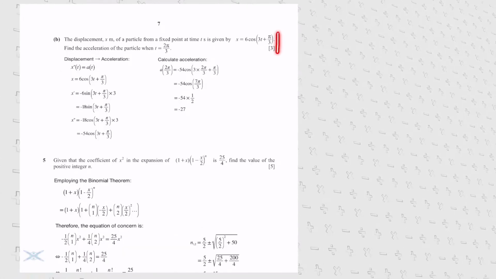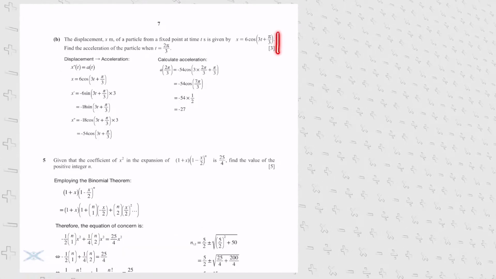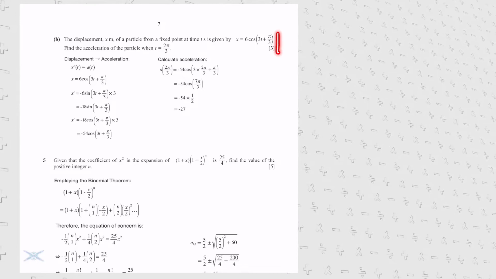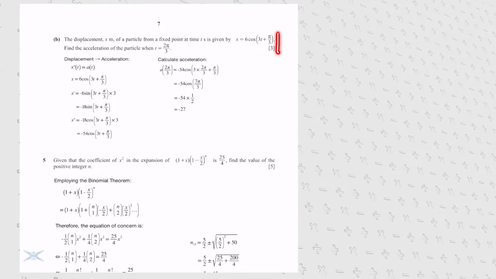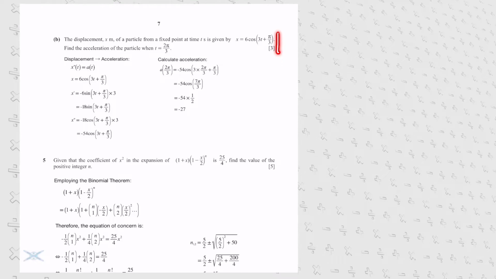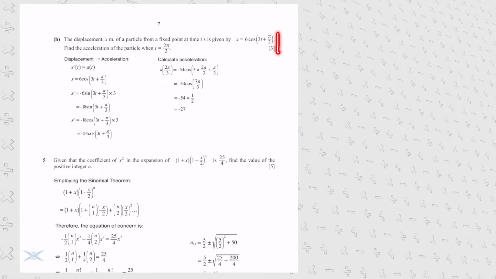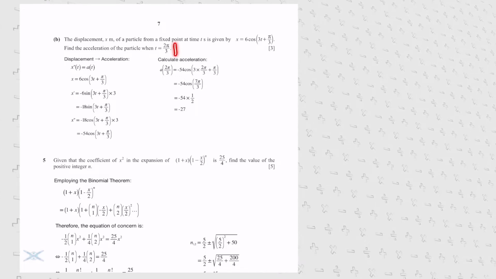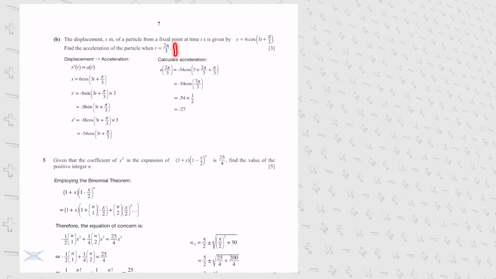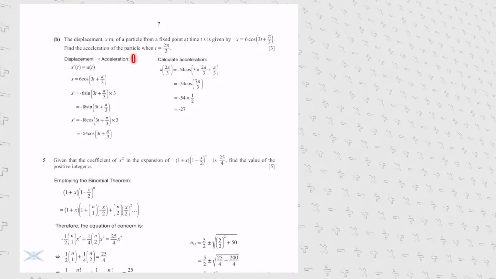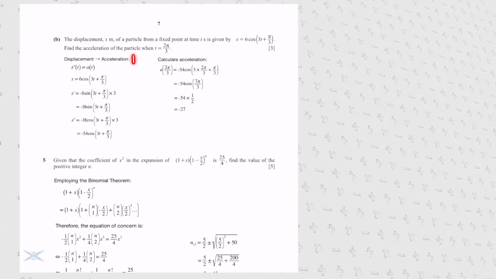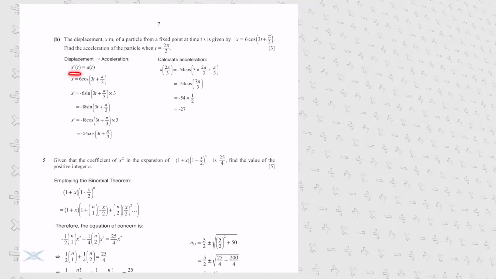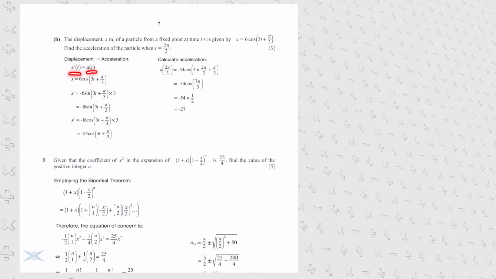Exercise 4b states that the displacement x meters of a particle from a fixed point at time t seconds is given by the function x equals 6 cosine of 3t plus pi over 3. We are required to find the acceleration of the particle when t equals 2 pi over 3. The relationship between displacement and acceleration is as follows. The second derivative of displacement delivers us the acceleration of that particle.